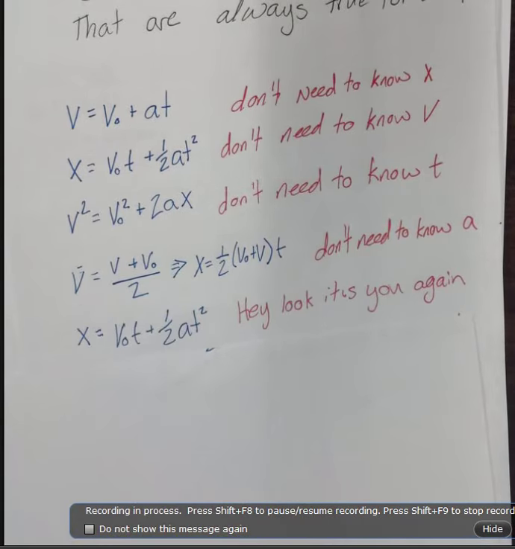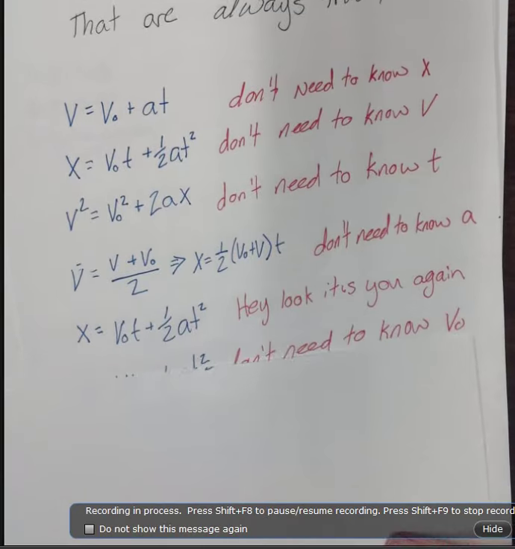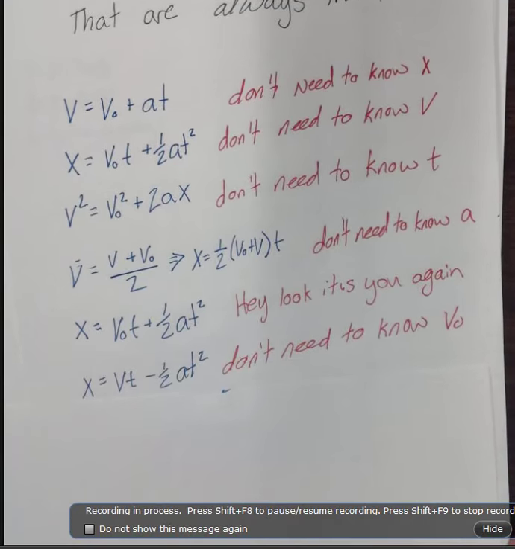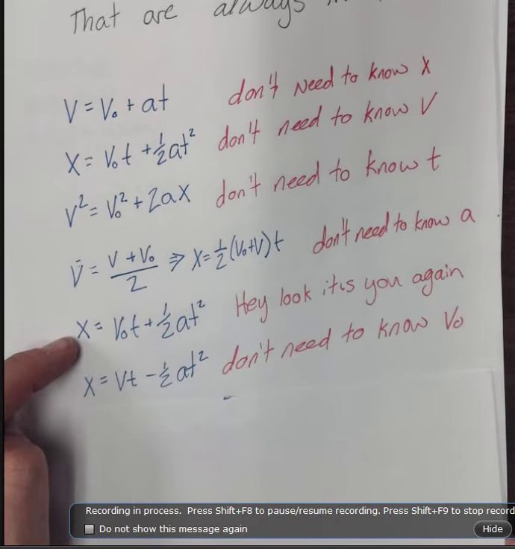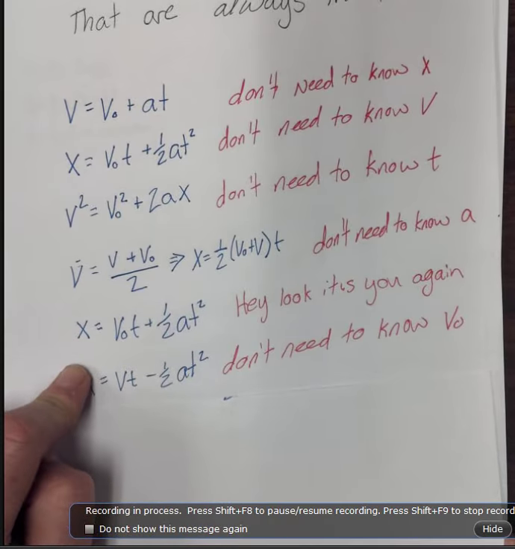Hey look, here's this equation again. I must really like it because I wrote it down twice. And then if you consider this equation and then consider this equation, you could see the logic in both of these relationships being true. If you know your initial velocity but don't know your final velocity, you could find position using this equation or find the relationship between the variables using this equation.